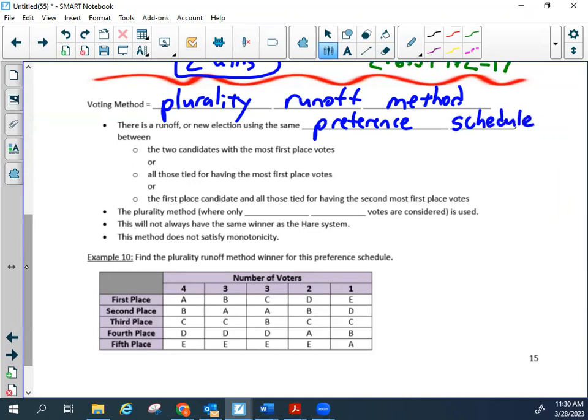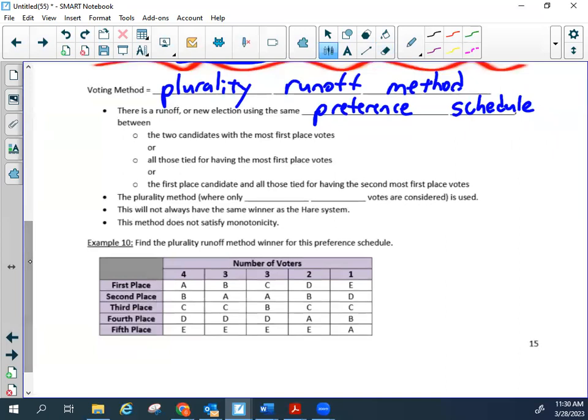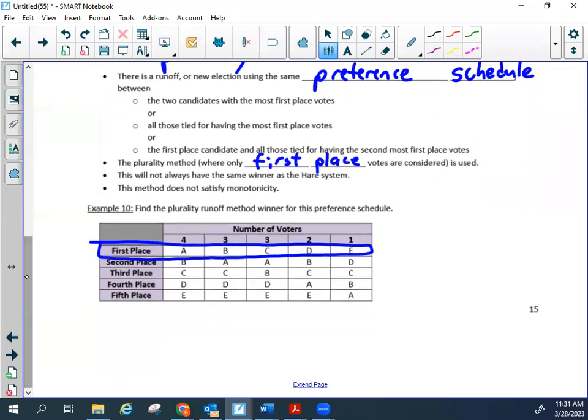So earlier in this video, I said, when you hear plurality, you think first place only. Plurality means first place. So here's how this is going to work. We are going to count up the first place votes. I want to see who has the most votes and whoever is tied for the second most votes. So I have candidates A, B, C, D, E.